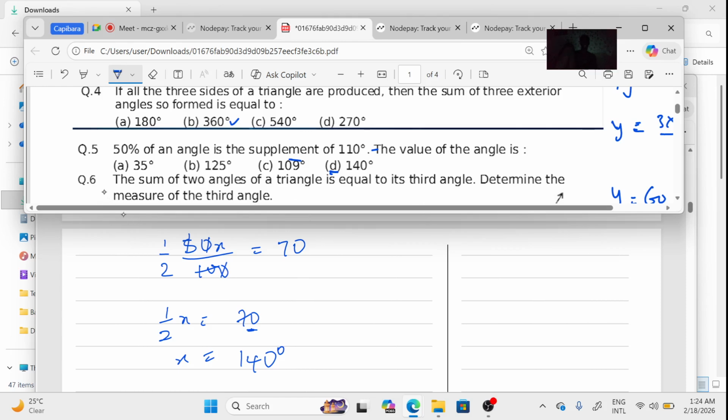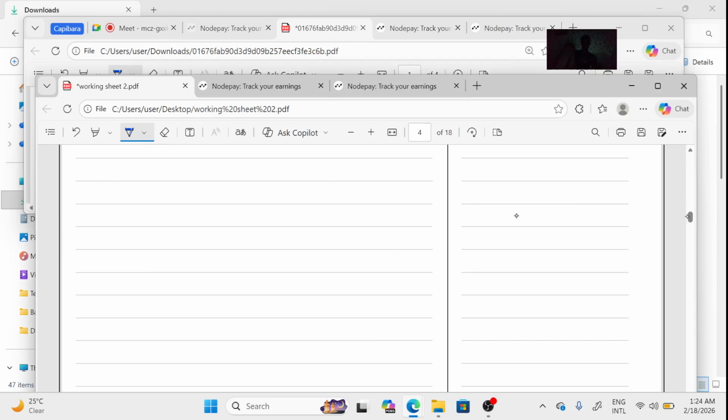So question 6. The sum of two angles of a triangle is equal to the third angle. Determine the measure of the third angle. The measure of the third angle is looking like 90 degrees, but I don't know yet.